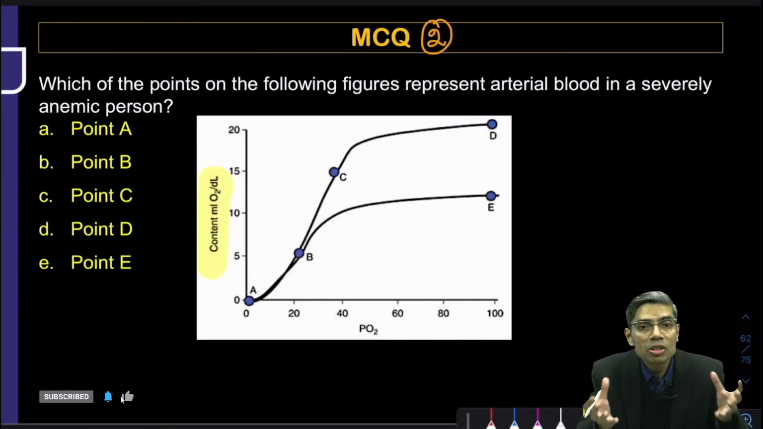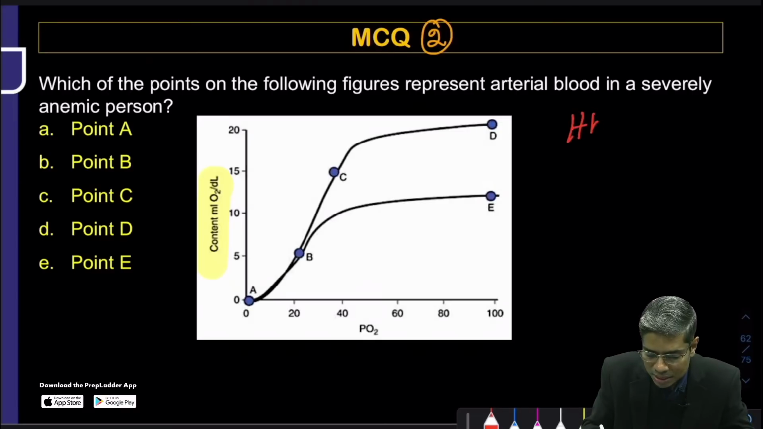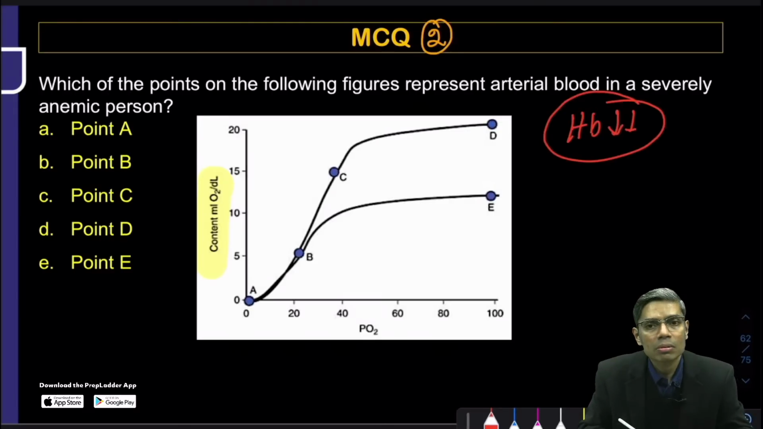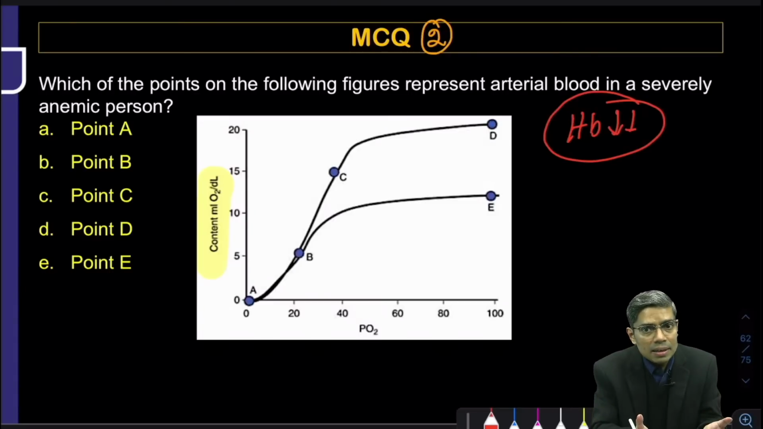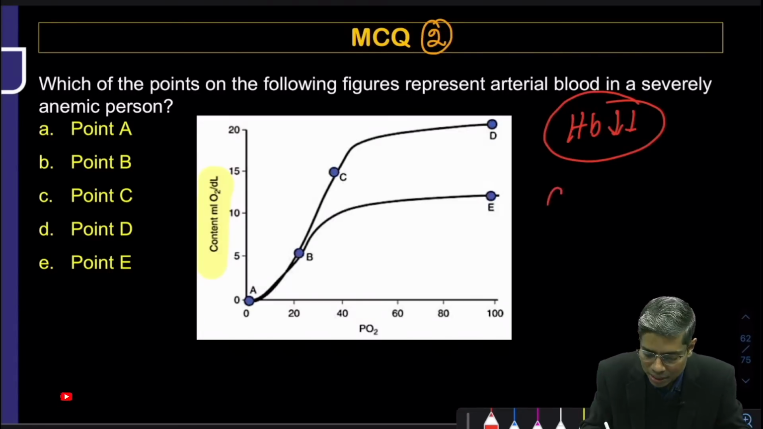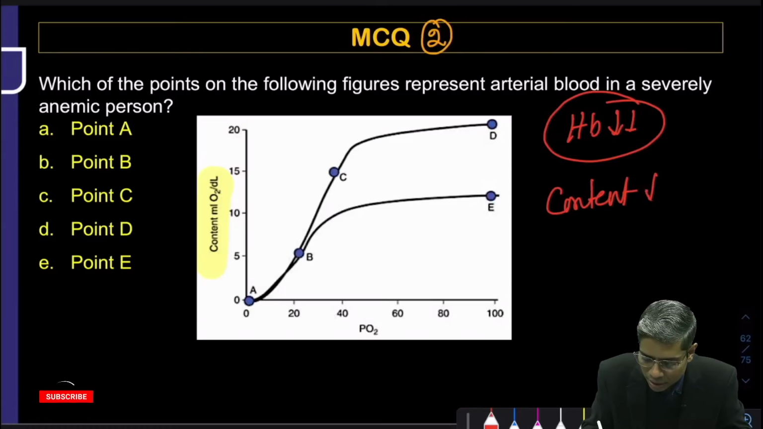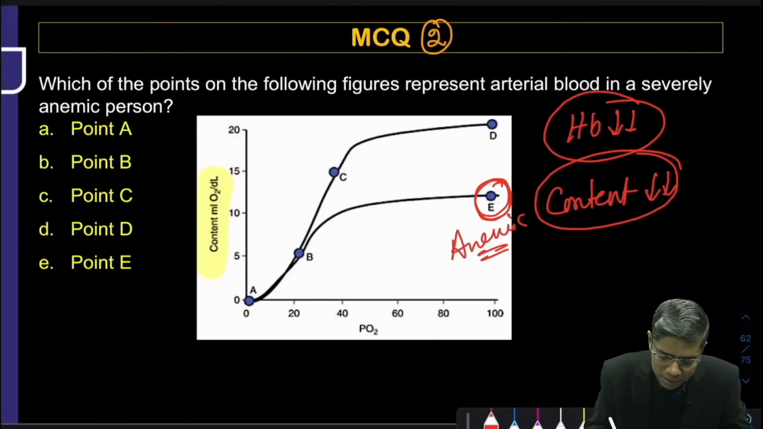Arterial blood: how much oxygen it contains, the amount of oxygen in the arterial blood, that is the oxygen content. If your hemoglobin is less, then saturation may be anything normal, but the hemoglobin is less, so how much is the total oxygen in the arterial blood? Obviously the content of oxygen in the arterial blood will also reduce. That's why this E point will denote that this is the anemic person, right?